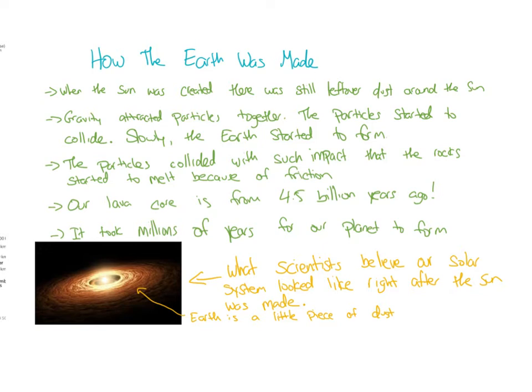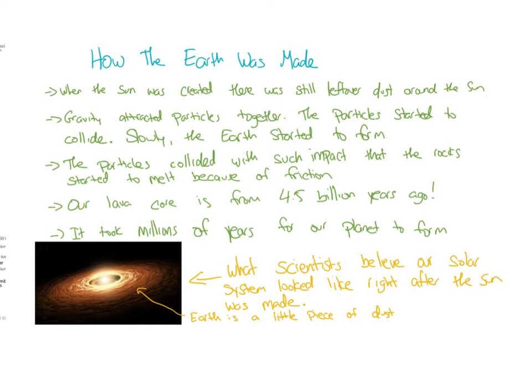The particles collided with such impact that the rock started to melt because of friction. These things were traveling so fast when they crashed together, they literally melted. That's how fast they were going. Our lava core is from 4.5 billion years ago. It took millions of years for our planet to finally form. So that's what scientists believe our solar system looked like right after the sun was made.